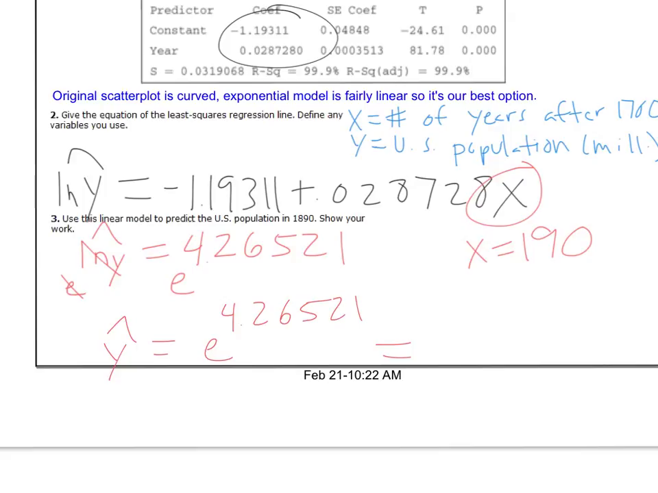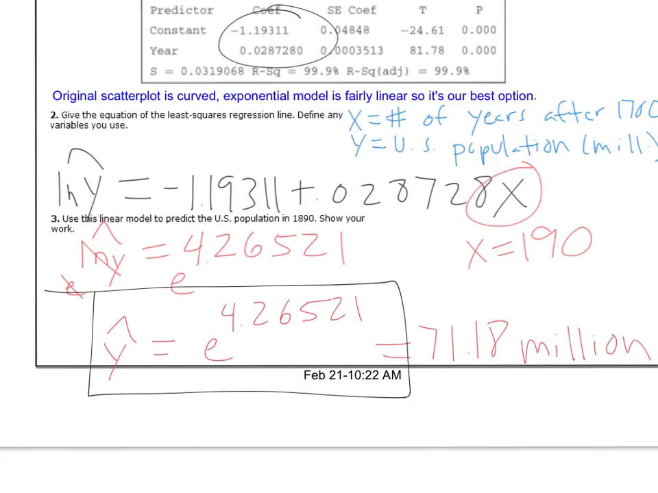Again, this model doesn't predict the population, but it gives us a very relevant number. It's the natural log of the population. So if we take e to that power and just punch it into our calculator, we get an answer of 71.18 million people. Makes way more sense than 4.2. That's our prediction for the population in 1890. Don't forget this last step. It gets overlooked way more often than you would think.